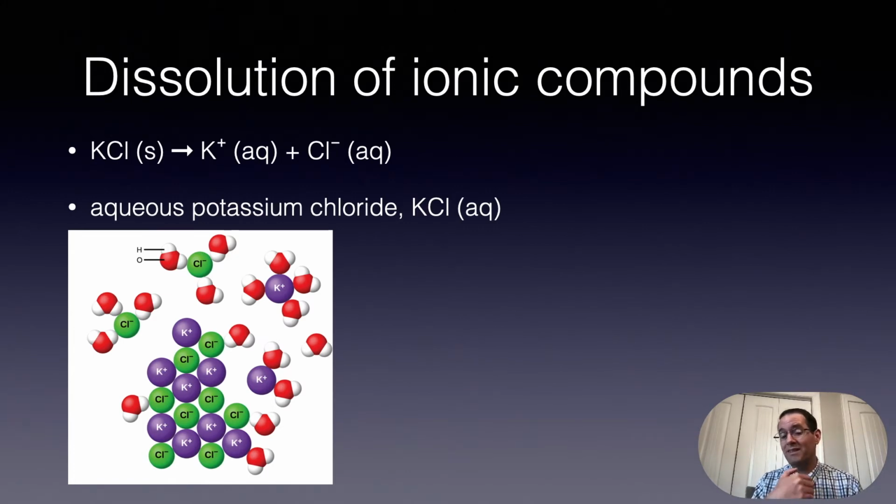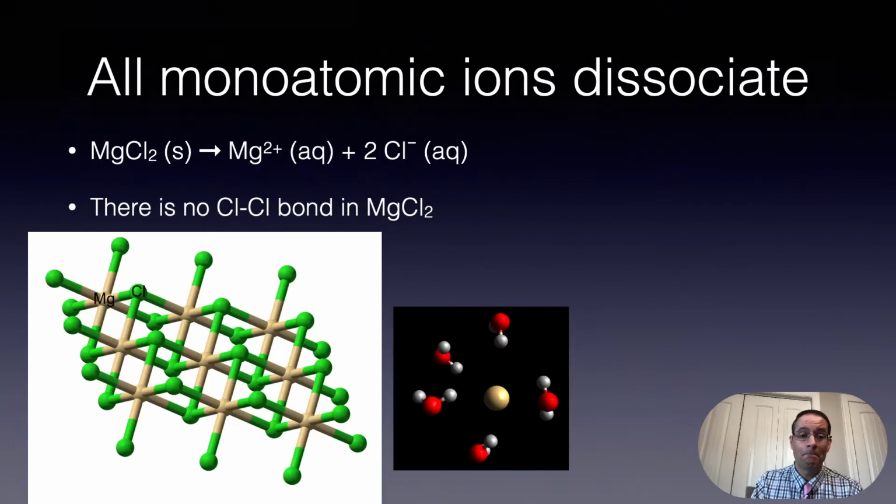And because we know potassium chloride dissolves in water, apparently water has a stronger affinity for individual ions to break up that ionic bond between the potassium and the chloride ions, okay? Now, the one thing you want to do is remember that all monoatomic ions dissociate, okay?